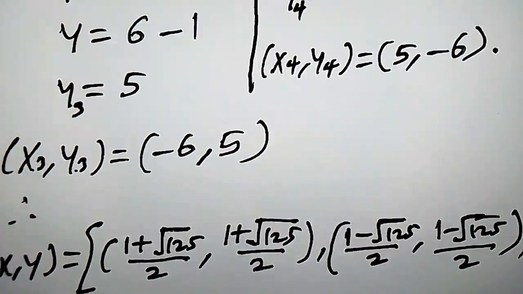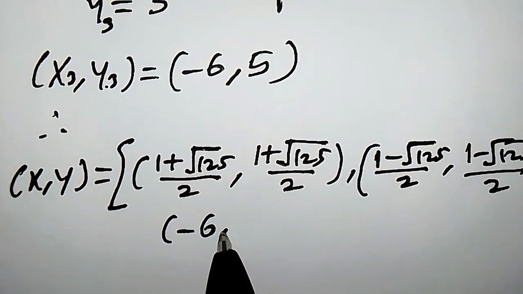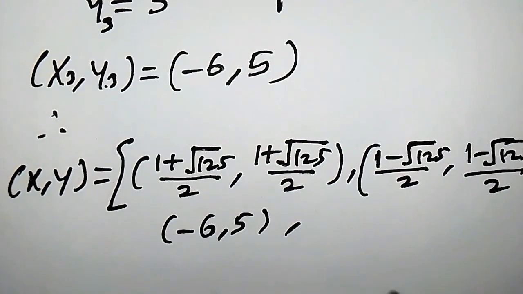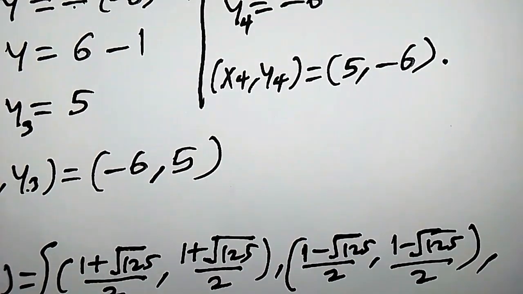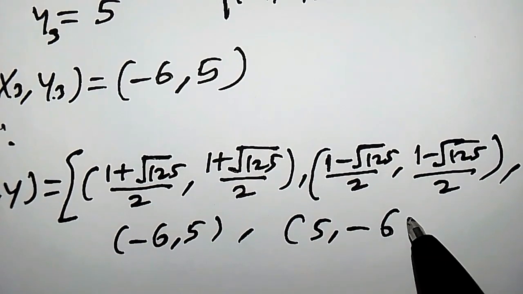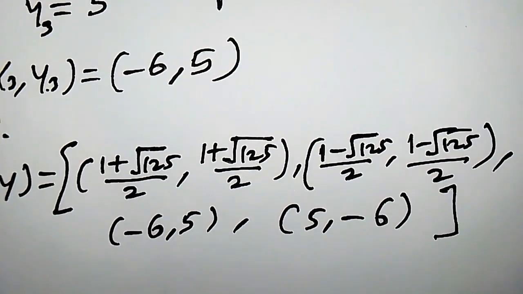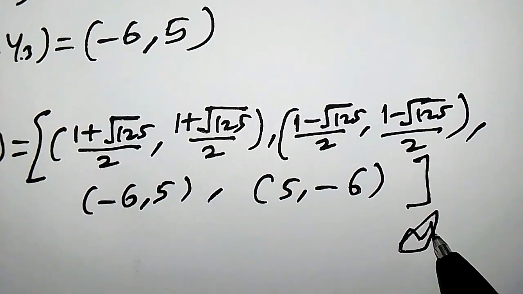And the third solution is this. Let's write it here: minus 6 comma 5. And the fourth solution that we obtain is 5 comma minus 6. For x comma y that we are looking for, this is the required solution.